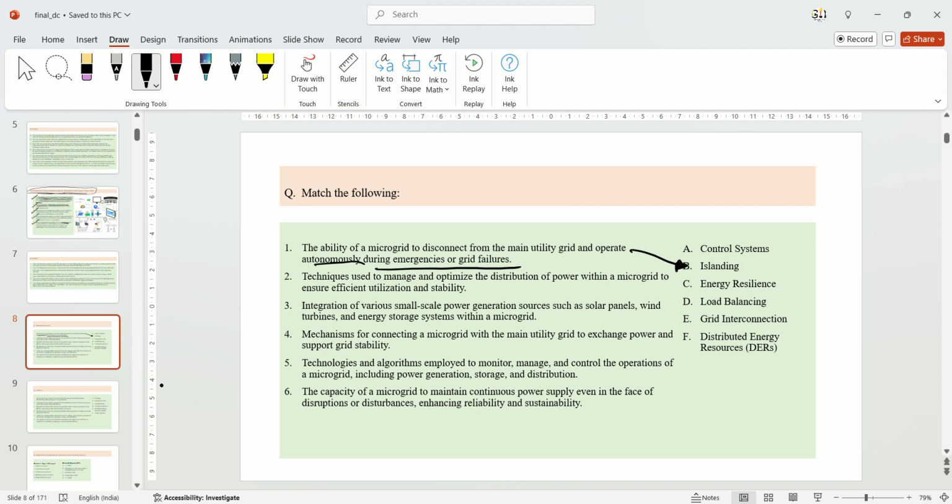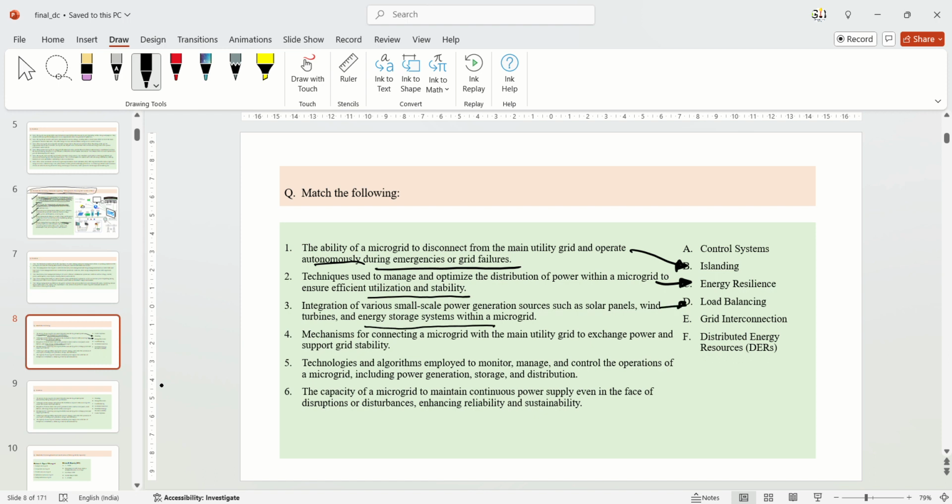That is one thing. The second statement is telling techniques used to manage and optimize the distribution of the power within a microgrid and ensure efficient utilization and stability. That is actually the energy resilience. Okay. The third statement is telling the integration of the various small-scale power generating sources such as solar panels, wind turbines, and energy storage within the microgrid. Actually, that is related to the load balancing.